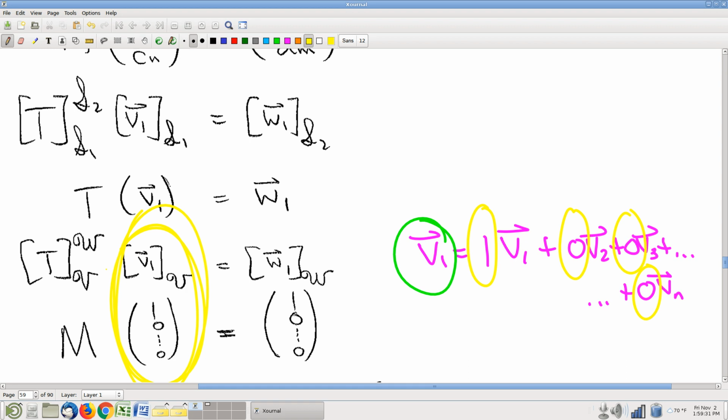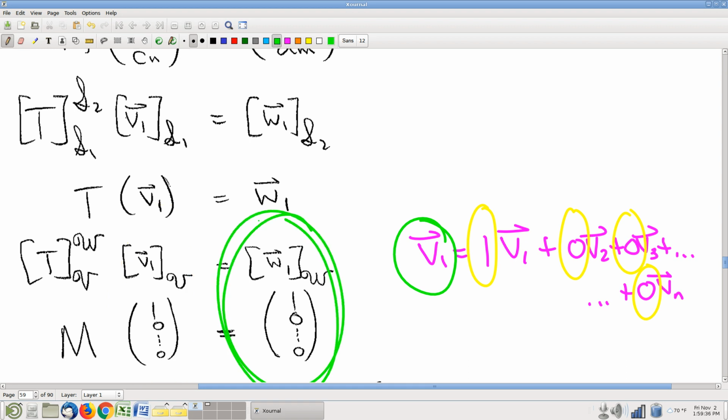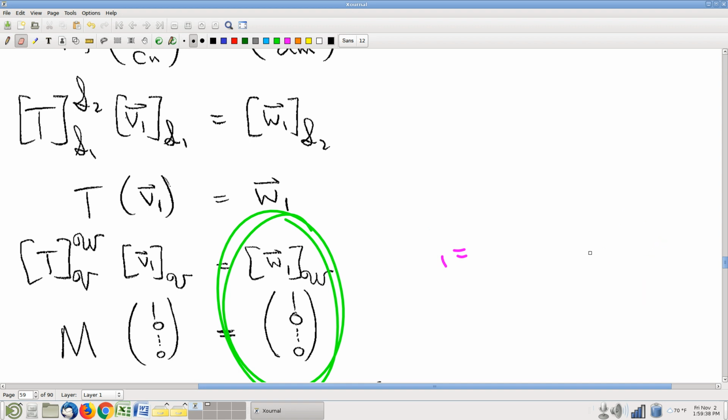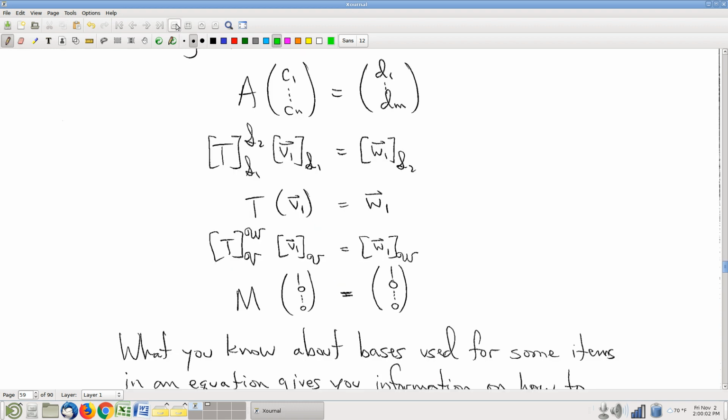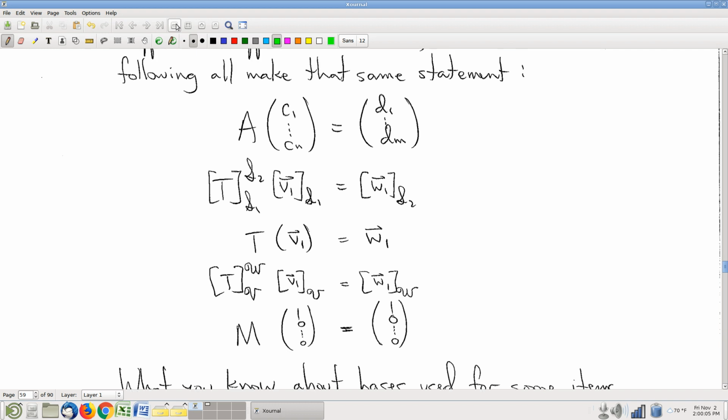Okay, and then analogously for this right here, how do I write W1 as a linear combination of a list of vectors that includes W1? I don't have a choice, right? There's only one way to do it. W1 is 1 times W1 plus nothing else, of course, because we're already done. Okay. All right, so it's kind of weird to have 5 different ways of representing the same thing.